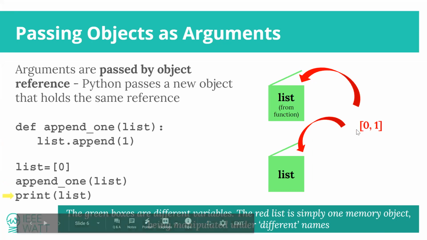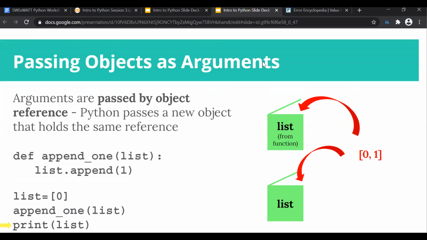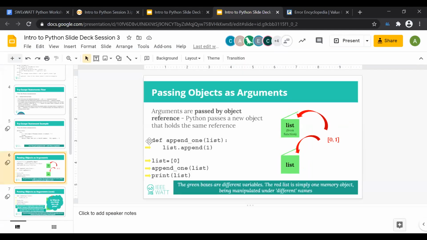We have this object. The object reference just means that the object is in red, and these two green boxes are like the containers, or the names for it, and we're referring to the same object by potentially different names. So it printed list, and it'll print 0, 1. Do you want me to go to the Colab notebook? Yeah, let's go to the Colab notebook.